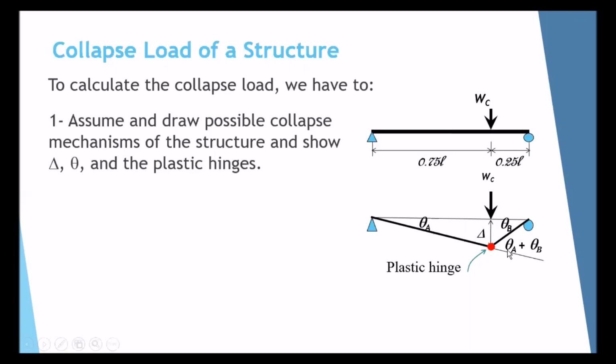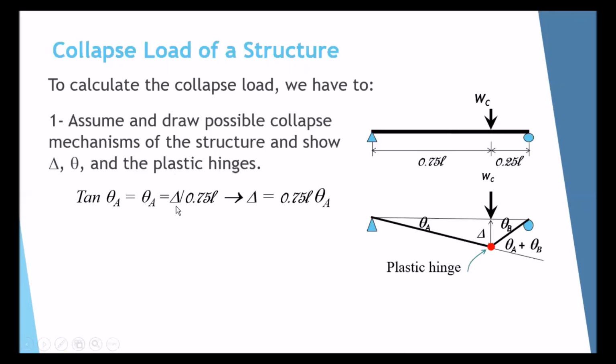Okay. So once we did that, we now need to find delta in relation to theta A. We need to get theta B in relation to theta A. So we need to get only one angle, and everything will be related to that angle. Okay. So to get the delta, this theta A is very small. So if the angle is very small, we can assume that the tan angle equals the angle itself. So tan theta A equals theta A, and the tan of the angle equals delta divided by 0.75 L.